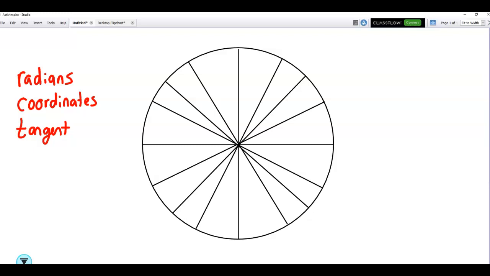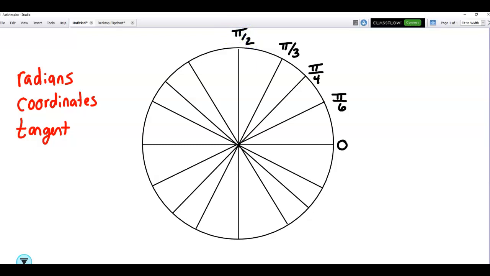Now the radians start here at 0 radians, and after that it's going to be pi over 6. And then pi over 4, and then pi over 3. And then up here we have pi over 2.